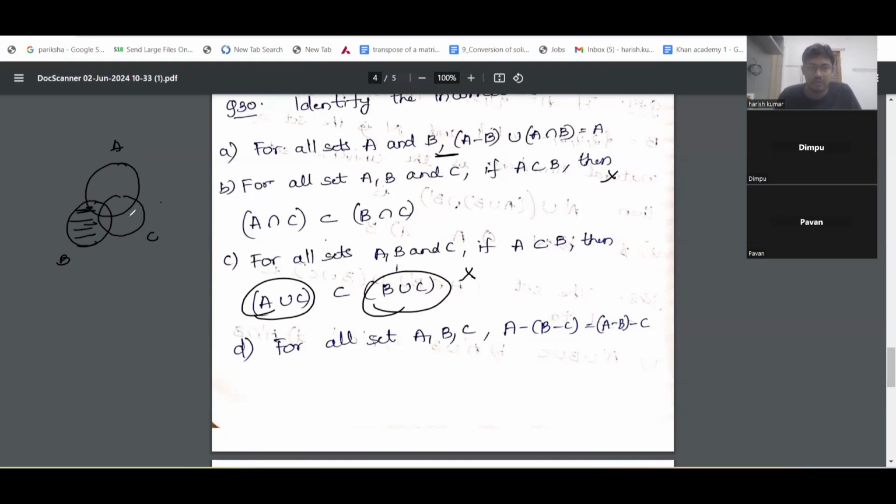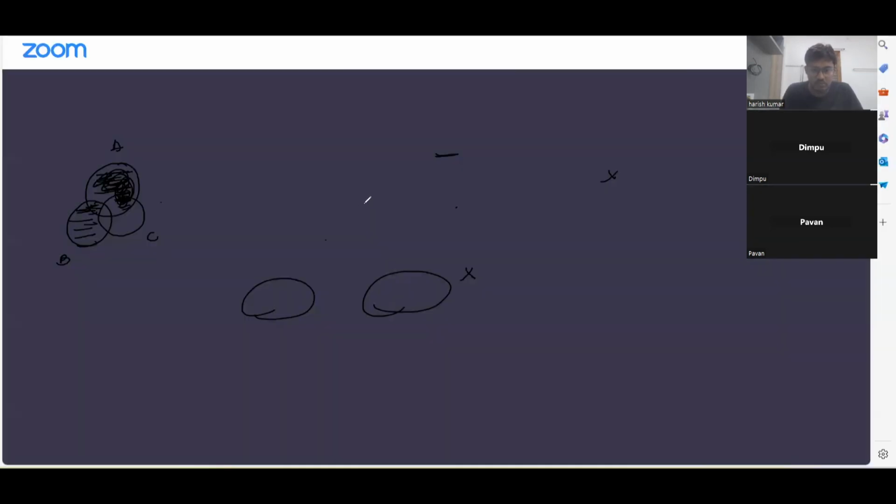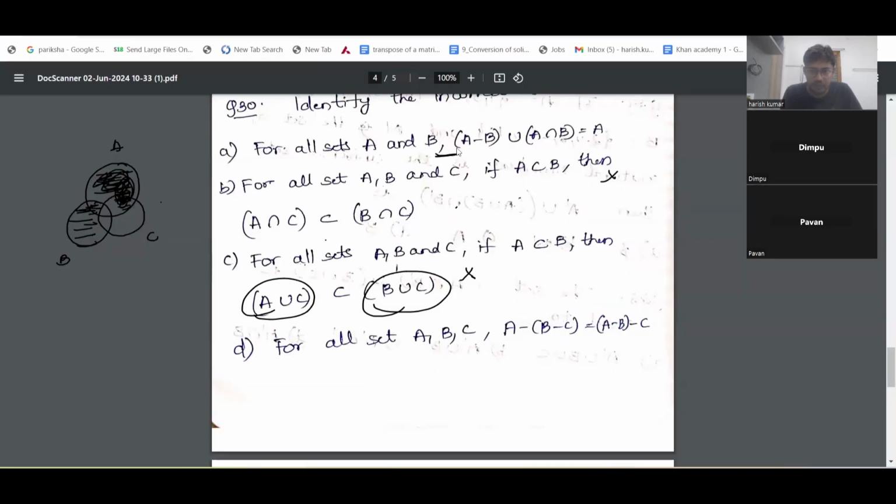It should be in B. What is A minus of B minus C? That is this part, right? Or this part. This part is, yeah. Just a minute. All right. So this part is A minus of B minus C.